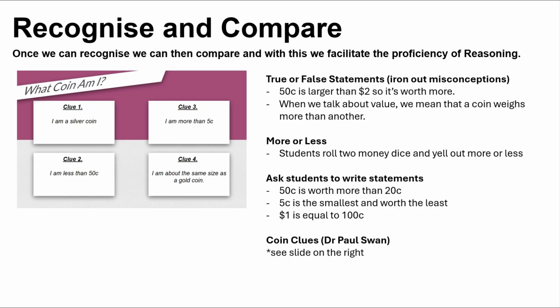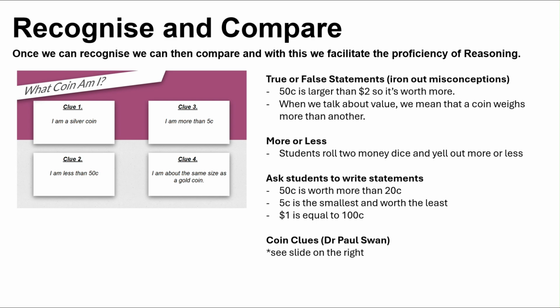Or you could use coin clues or coin riddles that Dr. Paul Swan has. There's an example of the one to the left-hand side. What coin am I? I'm a silver coin. I'm worth more than 5 cents. I am less than 50 cents. And I'm about the same size as a gold coin.